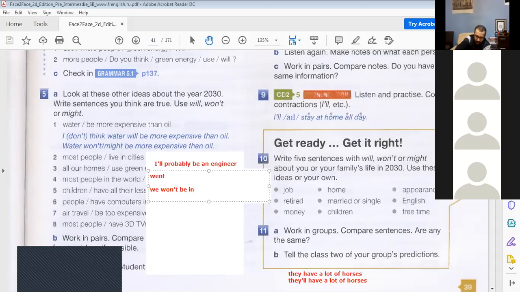Remember, the pronunciation of won't, which is the negative of will not, sounds like don't. Won't, don't. It's the same sound. We won't. Won't, don't. It means two words: will not be.